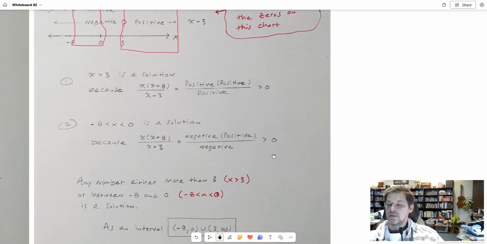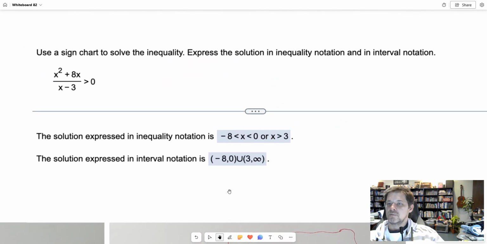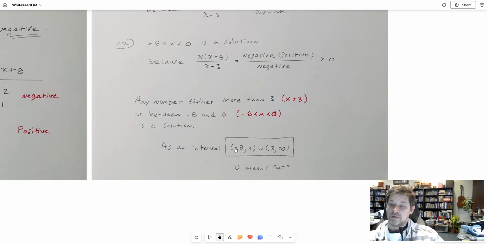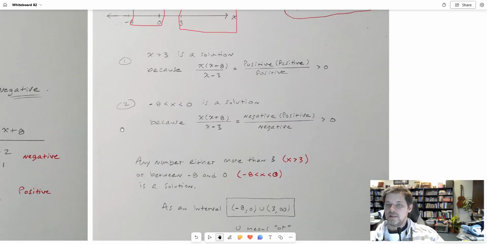Okay, now that is me writing the solution with inequalities, right? That part. Interval notation would be like this: -8 to 0. That's going to be all the numbers between -8 and 0, and then 3 to infinity. That's going to be everything more than 3. And that symbol right there is the union symbol in interval notation, and it functions like the word or, because we were going to say anything more than 3 or between -8 and 0 is going to work. Okay, so that's how it works, and that's the various ways we can write our answer.